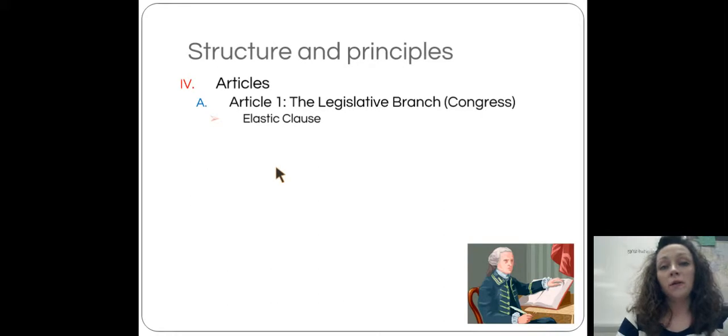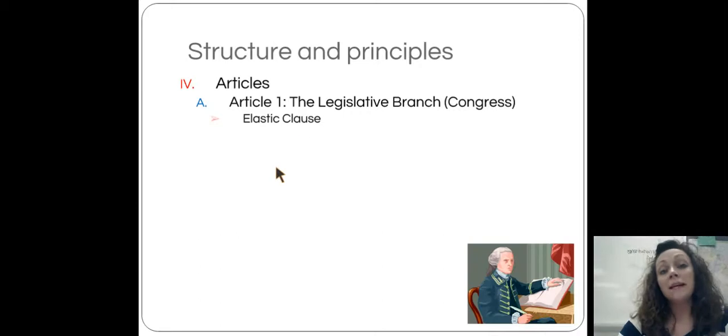A couple of big things in Article 1. The first is called the Elastic Clause. Now, the Constitution gives Congress the authority to make laws, but they can also do some other things, okay? They can coin money. They can fund and arm an army and a navy. They have a whole lot of different responsibilities.